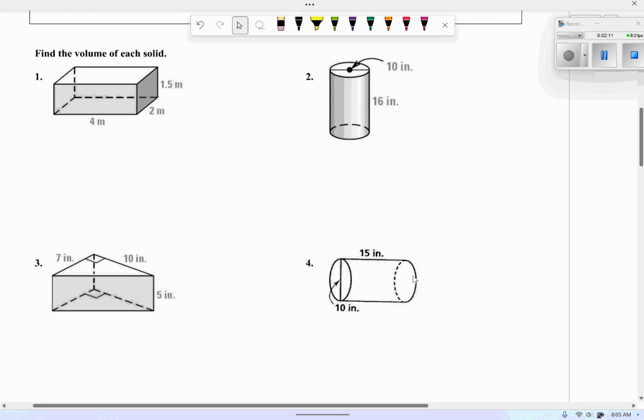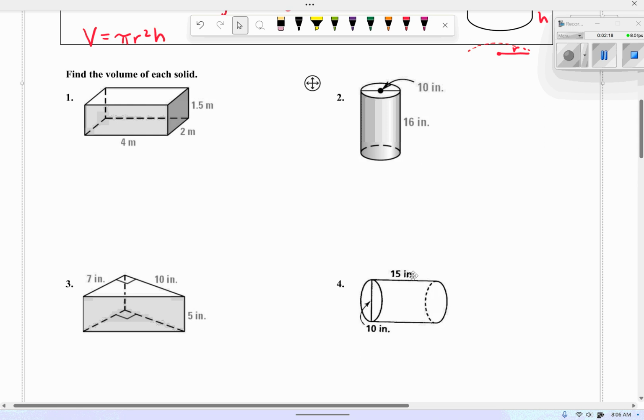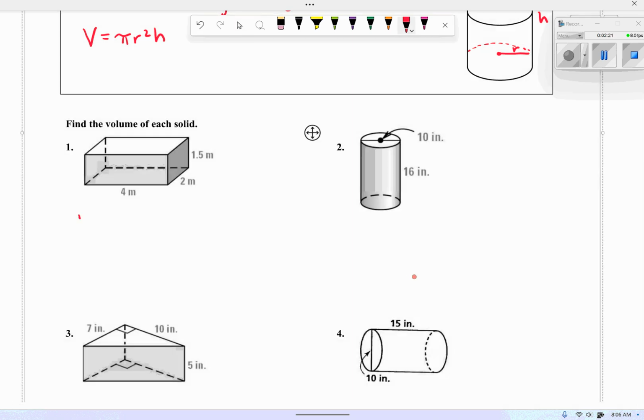So it says to find the volume of each solid. So here, this is a rectangular prism. So the volume is, as we said, the base times the height. So the area of the base is 4 times 2. And the height is 1.5. So when we multiply all that, we get 12. And remember, because we're talking about volume, it would be 12, in this case, meters cubed. Whenever you're doing volume, we're cubing, it's cubic meters.